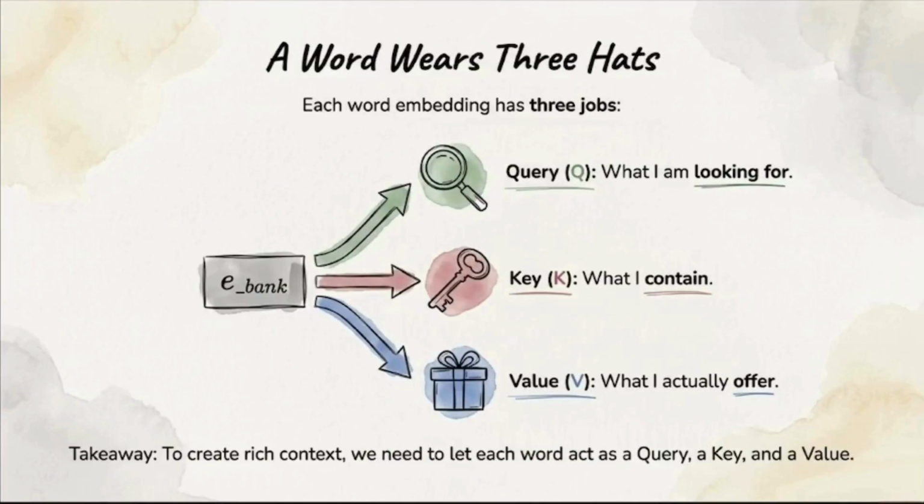Now comes the main idea. Each word will create three different vectors. One, Query: what am I looking for? Key: what do I contain? Value: what information do I give? Think like this: a word uses its query to search, and it checks other words' keys to see which matches. Then it collects information from their values. Simple line: query asks, key answers, value gives.